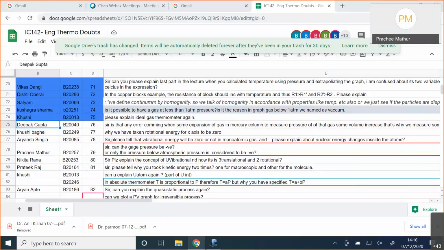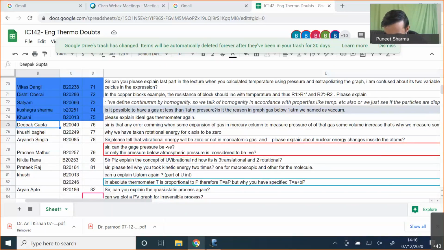Okay, so now I am going to question number 78. Please tell whether vibrational energy will be 0 or not in a monoatomic gas, and please explain about nuclear energy changes inside the atoms. Nuclear energy changes I am not going to discuss in much detail, because that comes into the picture when we have nuclear fusion and fission reactions. So that is not part of this particular course, and that's why I'll not be taking it up here.